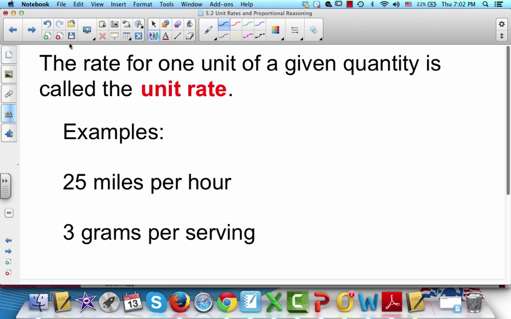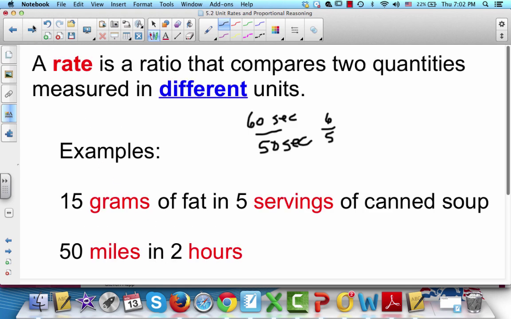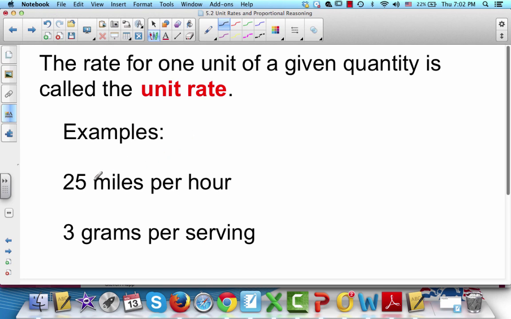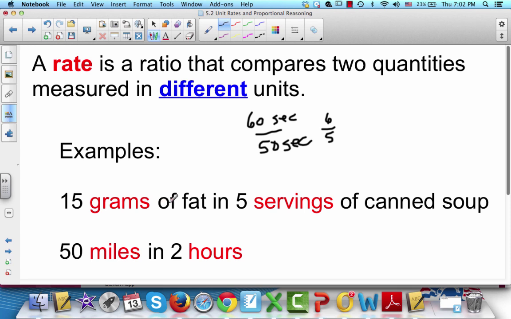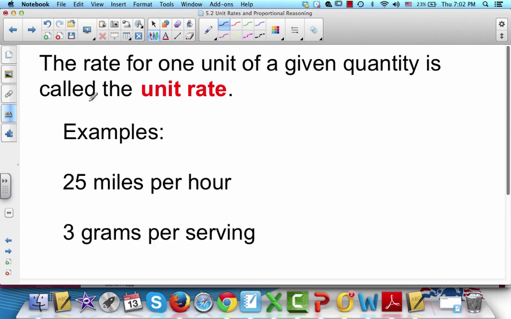Alright, the rate for 1 unit of a given quantity is called the unit rate. For a couple of examples, in the previous one, we had 50 miles in 2 hours. That's a rate. A unit rate is 25 miles per 1 hour. Unit indicates one thing. So 1 hour, 25 miles per 1 hour. In the previous one we had 15 grams of fat in 5 servings. And in this one we've got 3 grams per 1 serving. So a unit rate compares things to 1 hour or 1 serving.